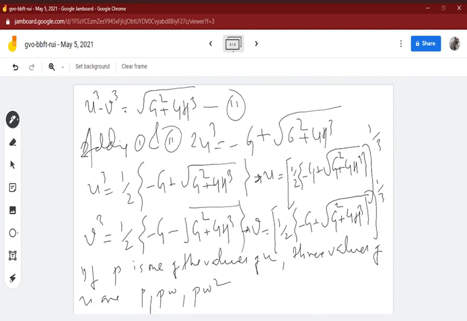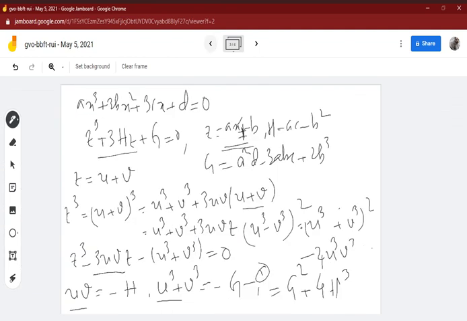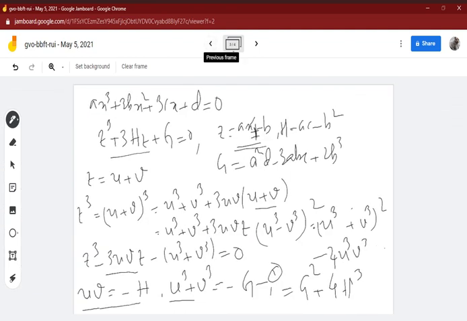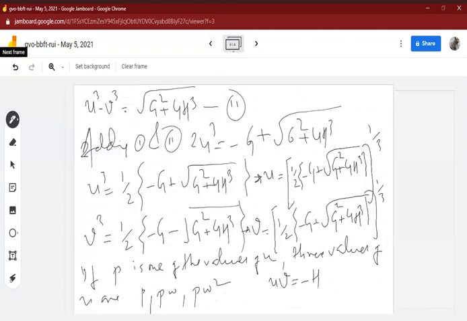And you know what is uv? uv is equal to minus h. So since we got u, therefore the values of v are minus h by p, comma, minus h by p omega, comma, minus h by p omega square.